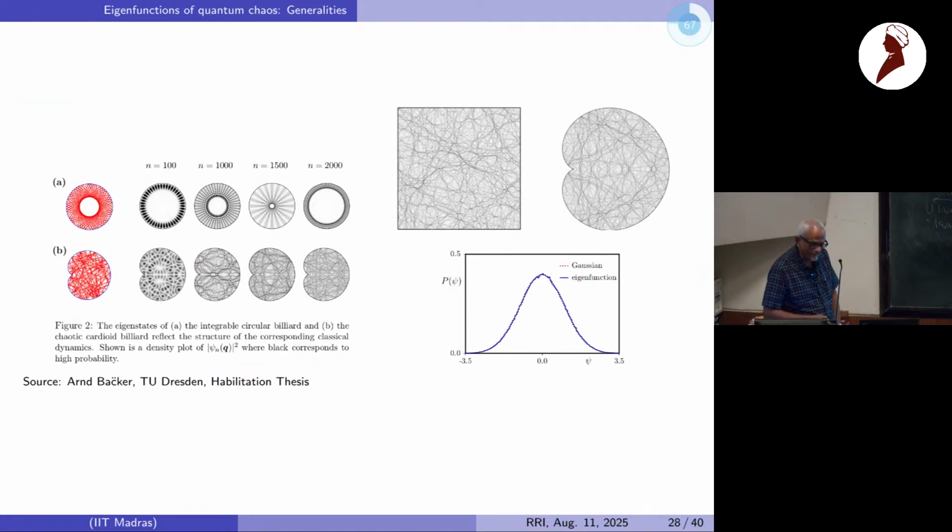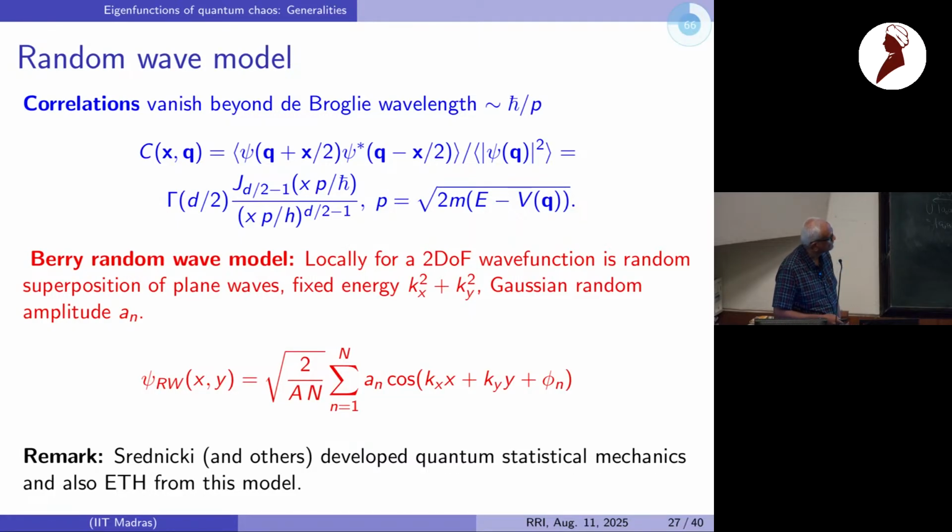I didn't understand the correlation. So you are saying that C(x,q) is the correlation between the wave function at 2 different space points? Yeah, yeah, exactly. Is this correlation or the overlap of the wave function? Yeah. What do you mean by correlation? Precisely this.